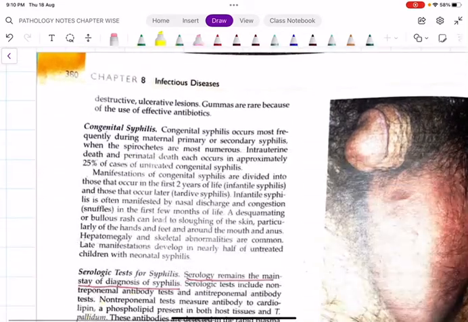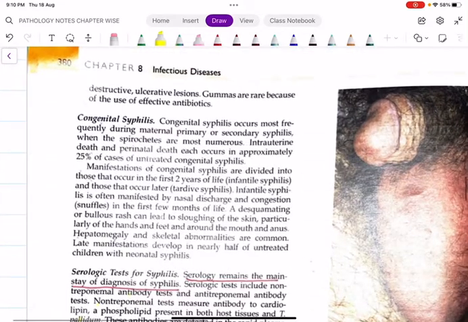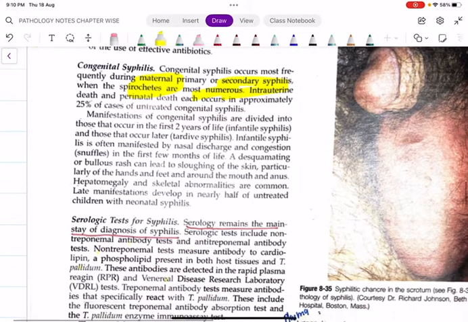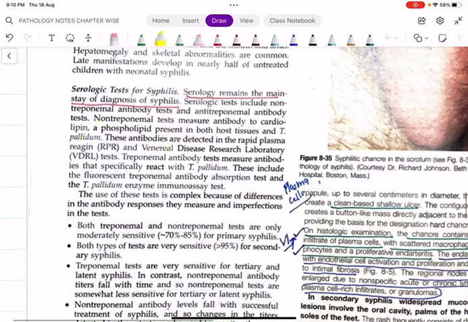See, congenital syphilis. It is because the pregnant lady may be having primary or secondary syphilis, and that may be transmitted to the baby. Then do you know what the serological tests for syphilis are?